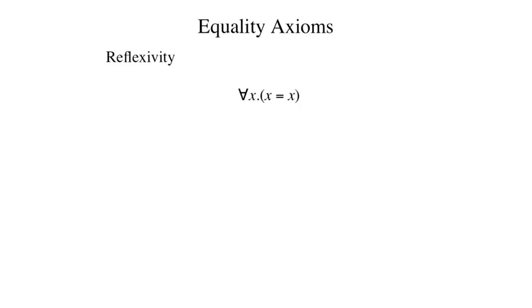For example, it's not possible for us to believe A equals B and B equals C, and at the same time not believe A equals C. We can capture these constraints through axioms.